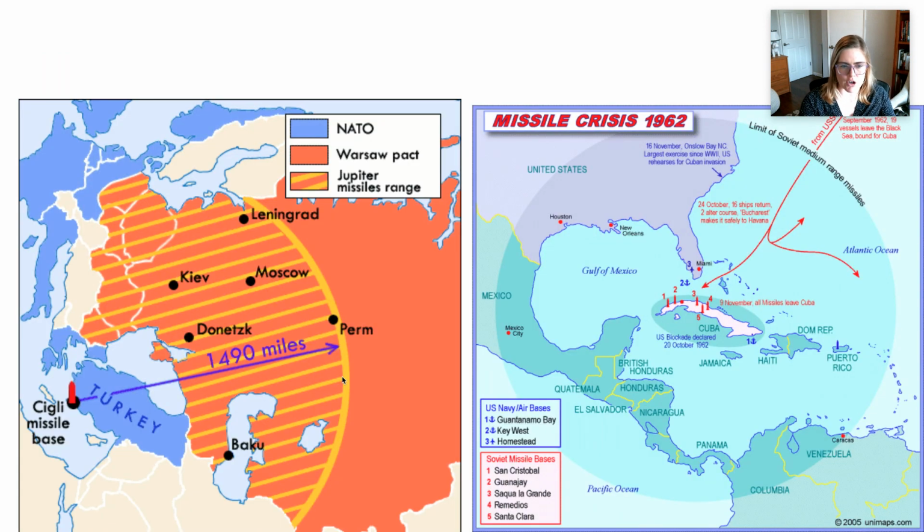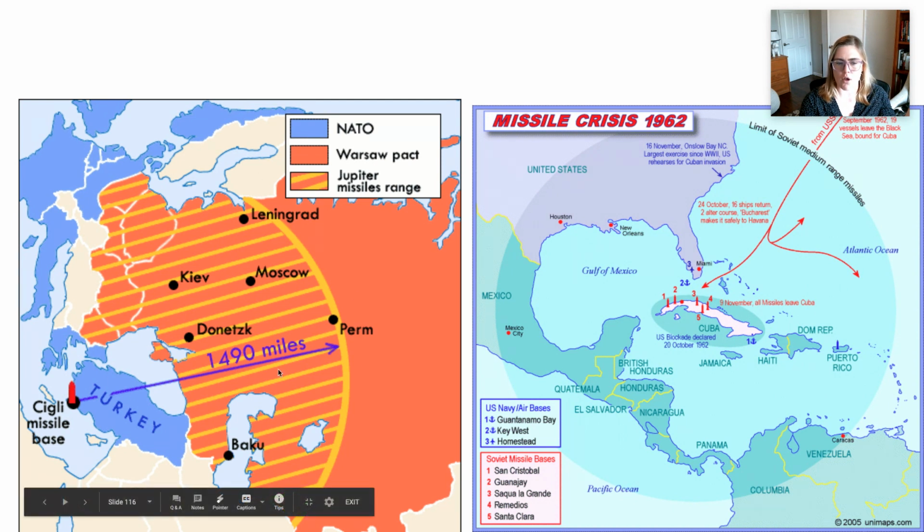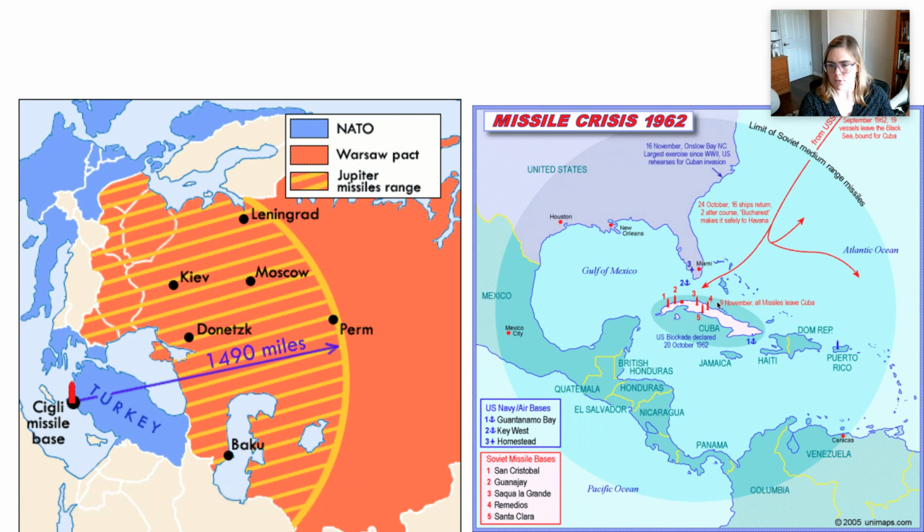All right, just to show you, these are the two sets of missiles that they're talking about. So the U.S. has missiles in Turkey that are directed at Russia, and this is essentially their range, how far those missiles can travel. And this is where the missiles are being put in Cuba, and you can see this circle is how far they could reach. And there's some talk that they could even potentially hit places like DC. So it's a really big deal that these missiles are going in there.